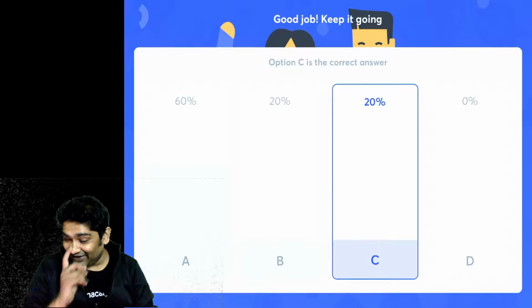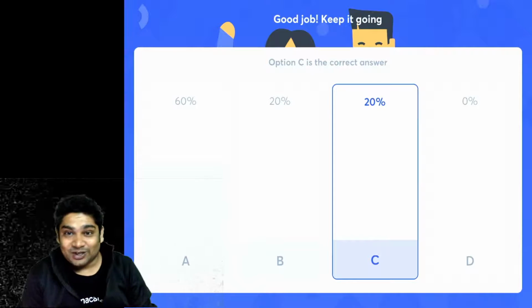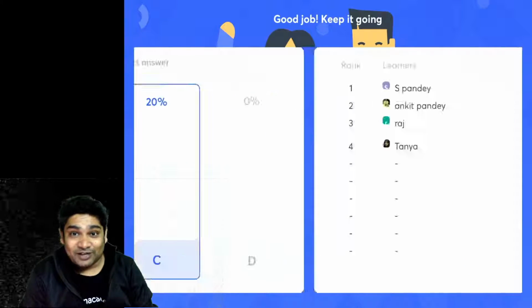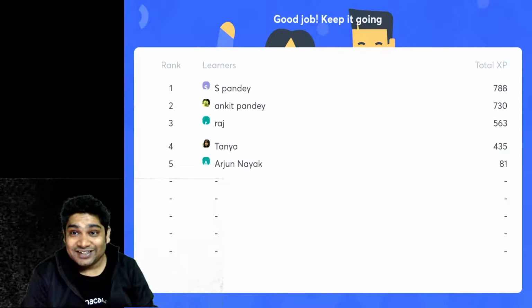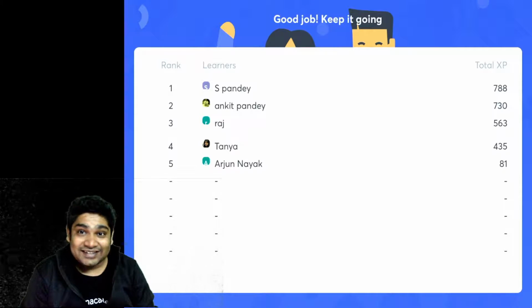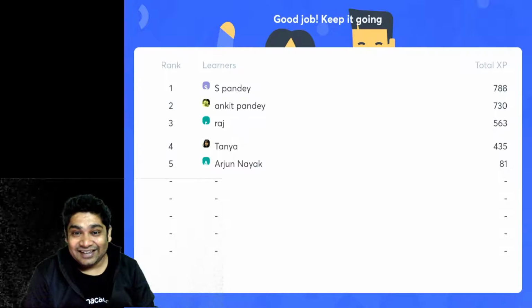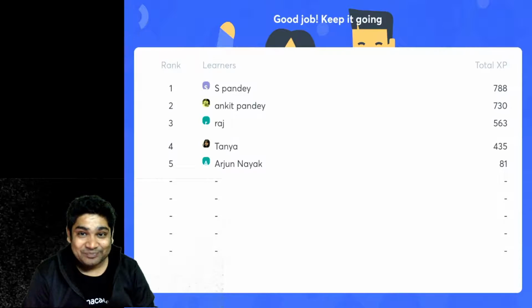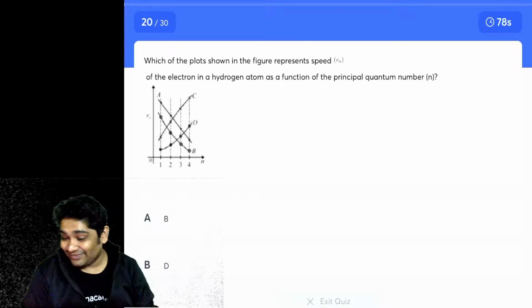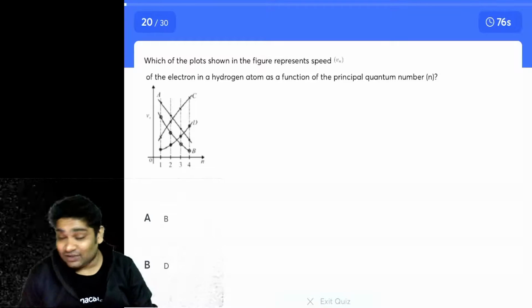Okay, so very different answers. 60% thought it was A, 20% thought it was B, and 20% thought it was C. Turns out C was the correct answer. So welcome Arjun to this quiz. I think Arjun got this right. All right, never mind. So let's move on to the next one then.